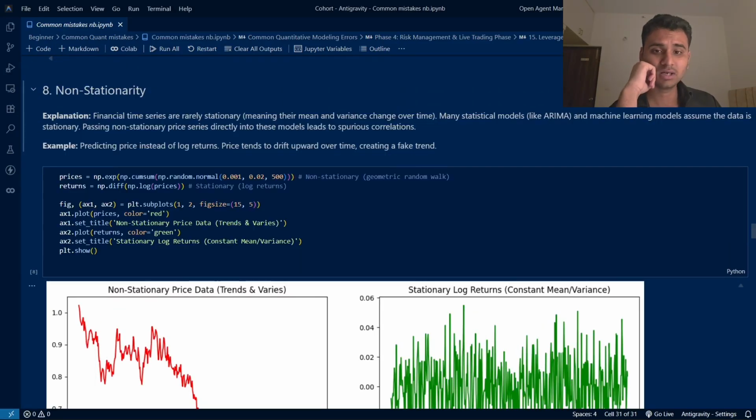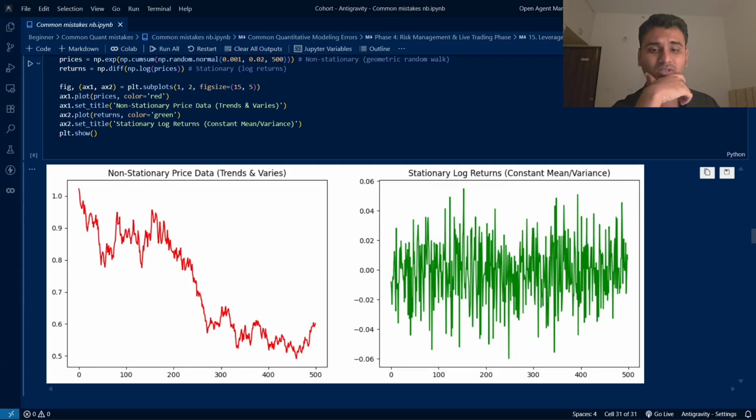Now, why does this happen? Financial time series are rarely stationary, meaning their mean and variance change over time. Whereas many statistical and machine learning models assume that the data is stationary, which is entirely not true, creating a fake drift upward over time or a fake trend. So this is the graph of the trend, the non-stationary data, and this is the stationary log returns.